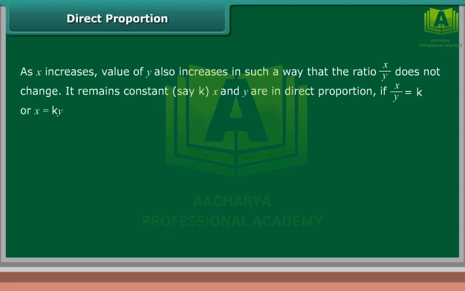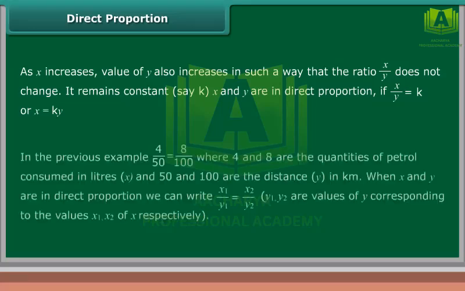Say k. x and y are in direct proportion if x upon y is equal to k, or x is equal to ky. In the previous example, 4 upon 50 is equal to 8 upon 100, where 4 and 8 are the quantities of petrol consumed in liters, x, and 50 and 100 are the distance y in kilometers. When x and y are in direct proportion, we can write x1 upon y1 is equal to x2 upon y2, where y1, y2 are values of y corresponding to the values x1, x2 of x respectively.